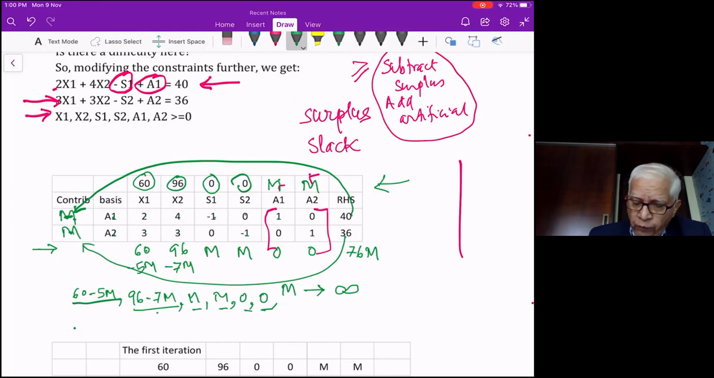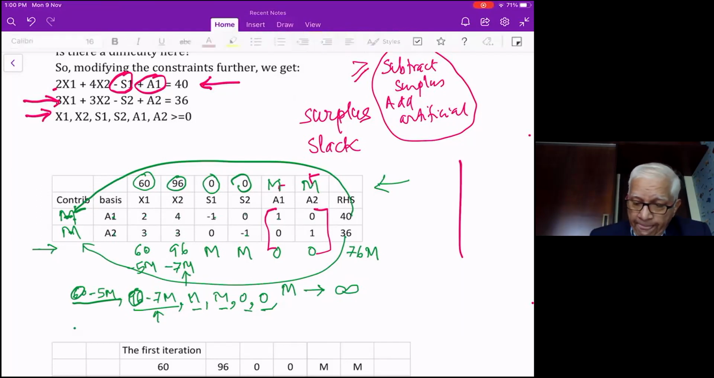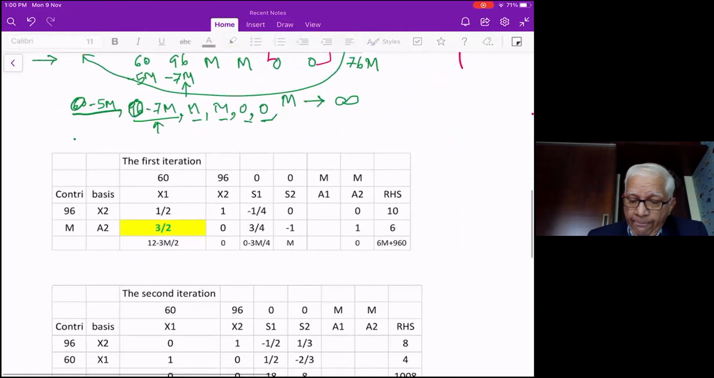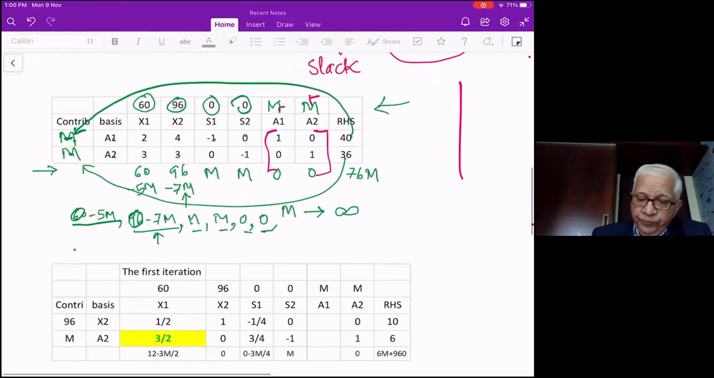Out of which more negative will be this, because the coefficient of M is minus 7. So the 60 and 96 are negligible. Therefore, minus 7M is the highest negative value in the index row. Therefore, variable x2 column is the key column.